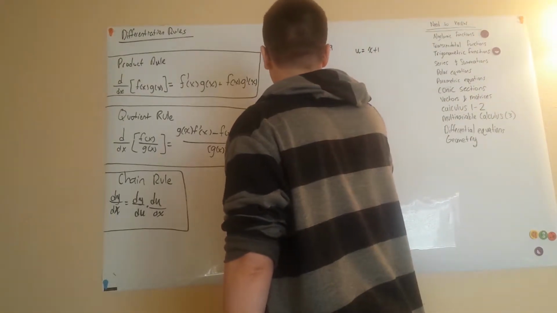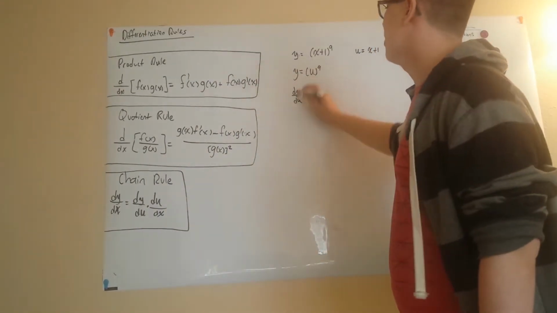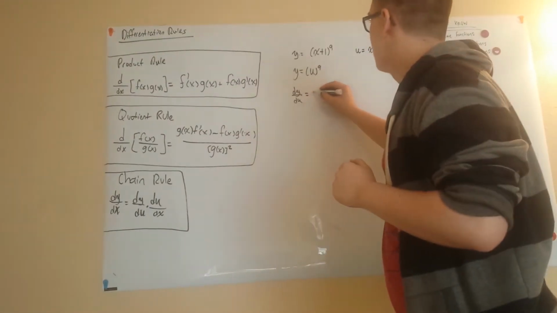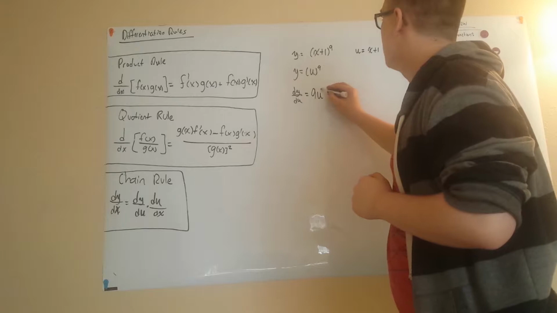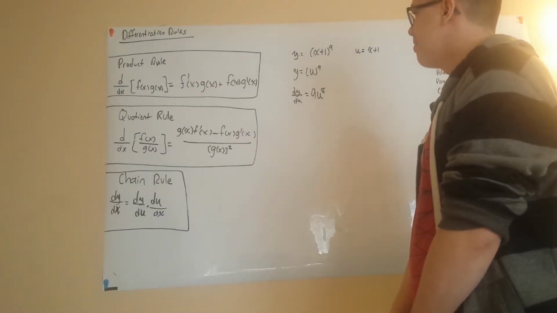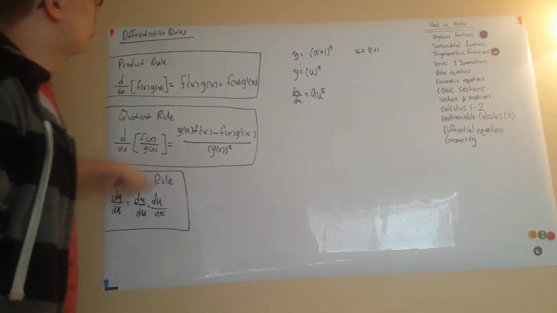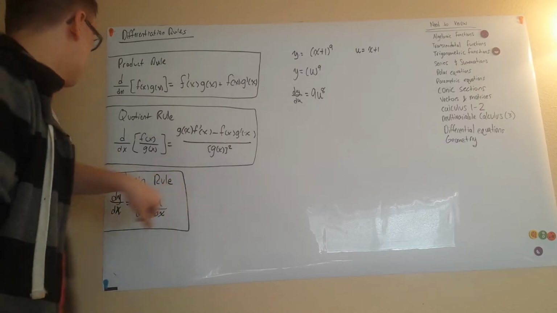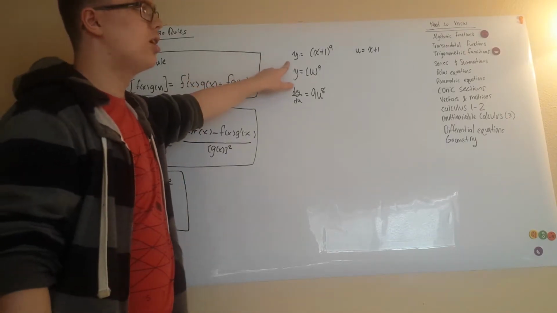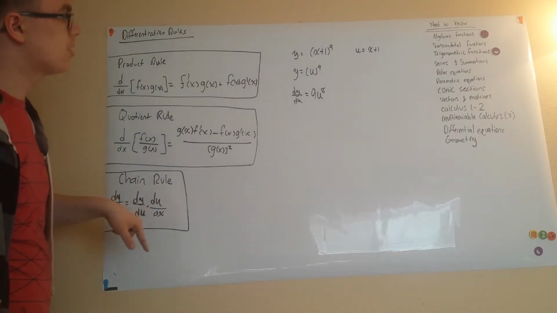Now dy/du. Why did I say dy/du? Because it's the derivative of y with respect to u. There's no x's in there. And this equals 9u to the 8th. That's this piece right here. That's dy/du. We found dy/du. But dy/dx is dy/du times du/dx.